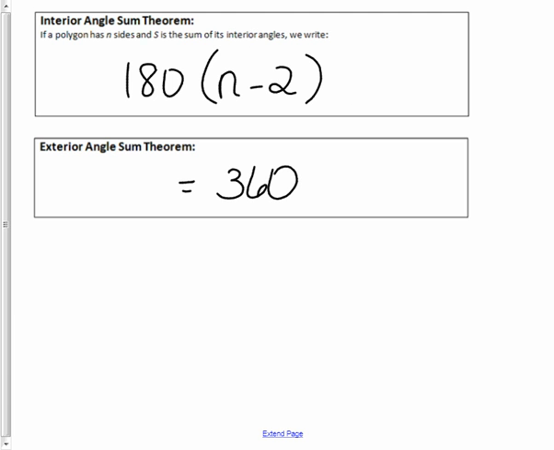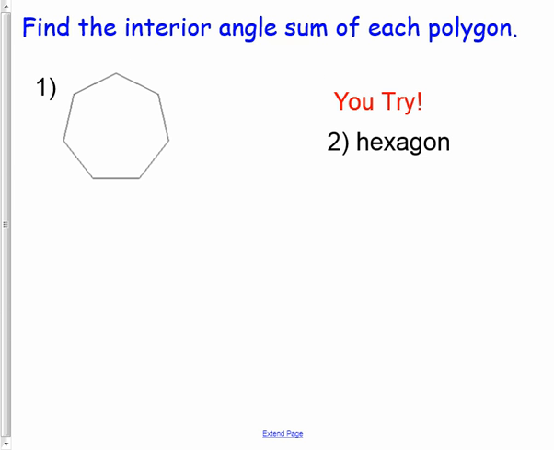It almost looks like a circle, right? So the more and more sides you have, the closer and closer you get to 360. So anytime you add up the outside angles there, they're going to equal 360. All right, so we're going to try some examples.